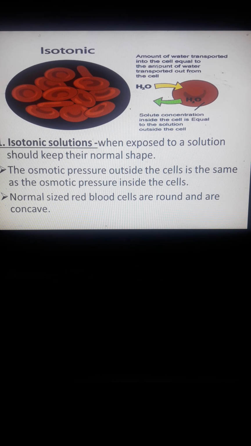So there is a balance in the movement of water from the inside to the outside environment of the cell. The amount of water transported is equal. The solute concentration inside the cell is equal to that of the outside environment of the cells. So that's the term isotonic solutions. Normal cells are concave or biconcave in shape.